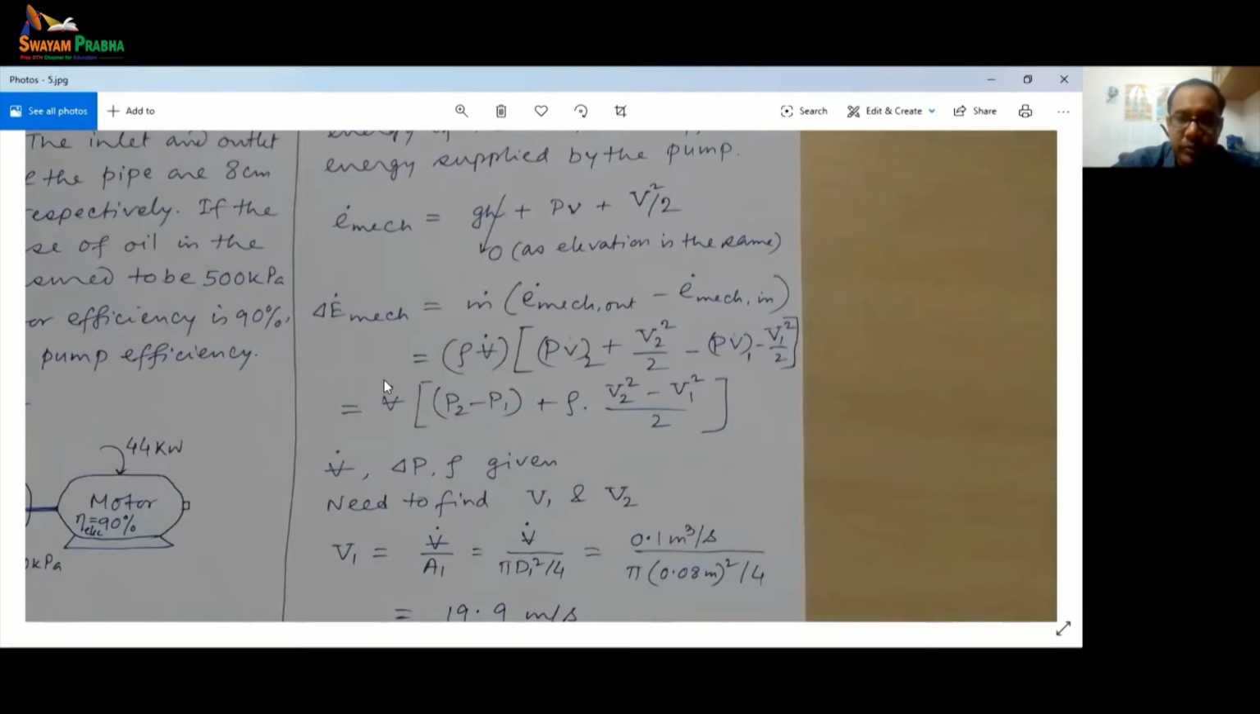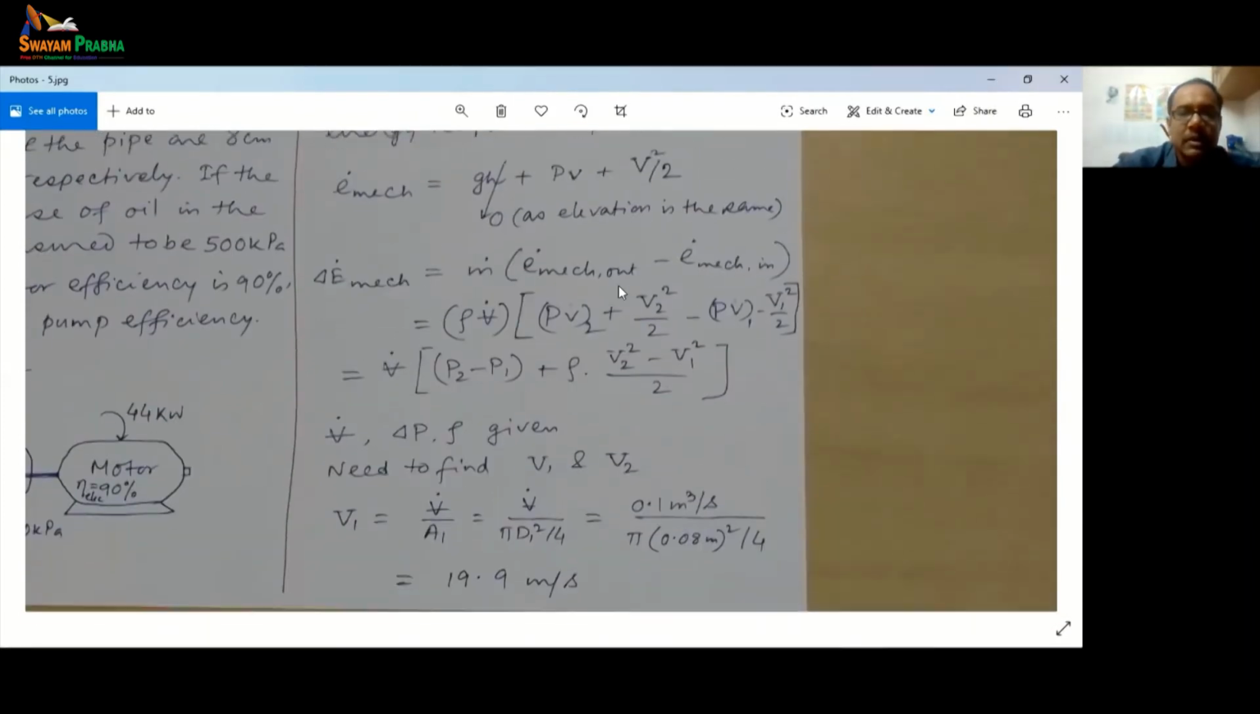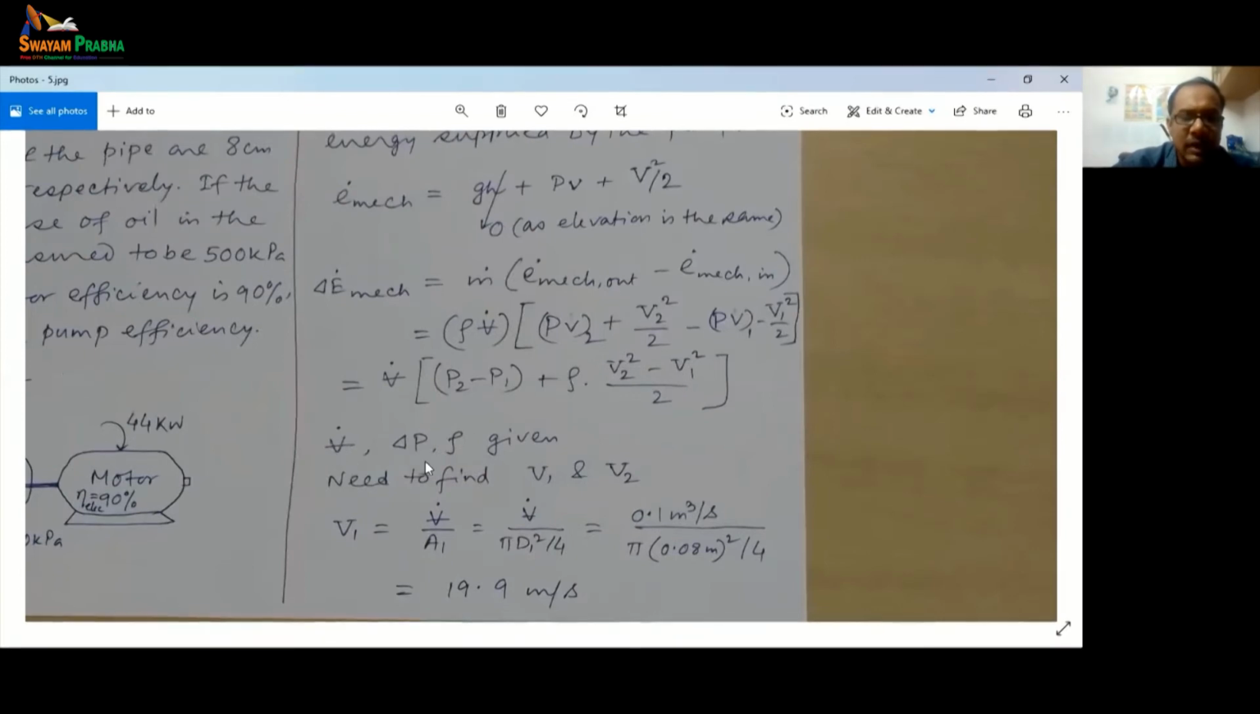We are left with two V's though. So the first one with this bar inside, that is the volume flow rate, and inside, this V2 and V1 are the velocity of the flow in outlet and inlet. Okay. So what is given in this expression? This volume flow rate is given. This delta P, which is P2 minus P1, is also given. And this density rho is also given. Now we need to find these velocities V1 and V2, which are not given.